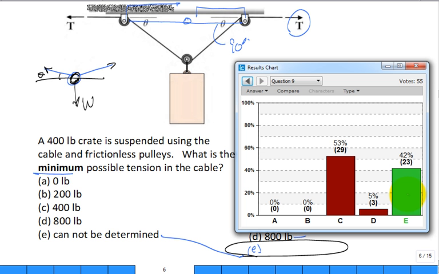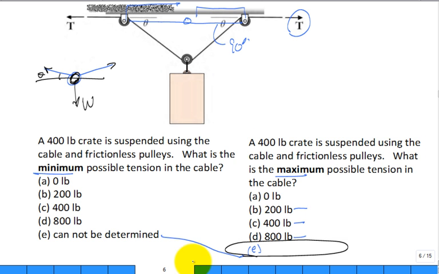Okay, I didn't do so well on that, did I? All right, well, let's try and press forward.